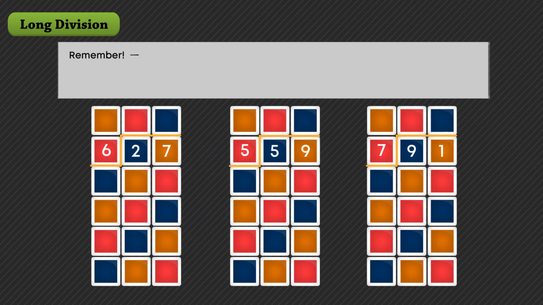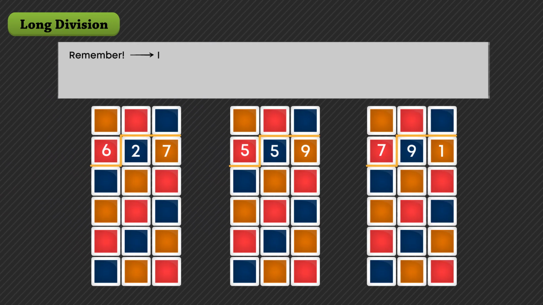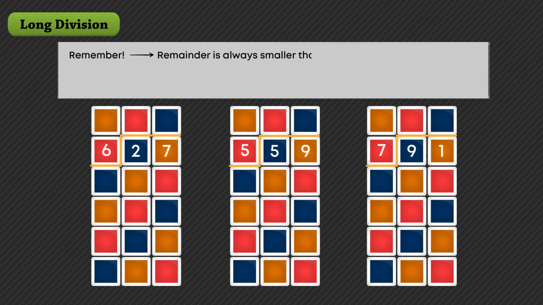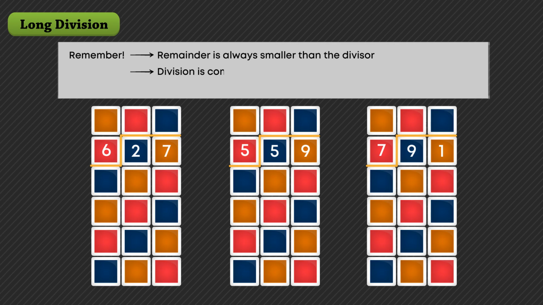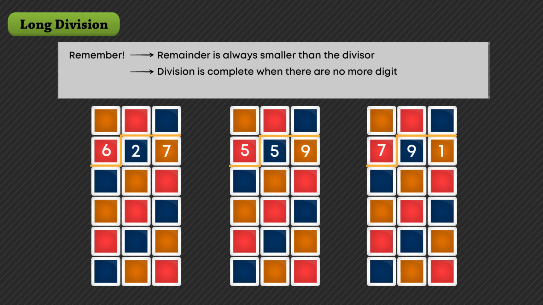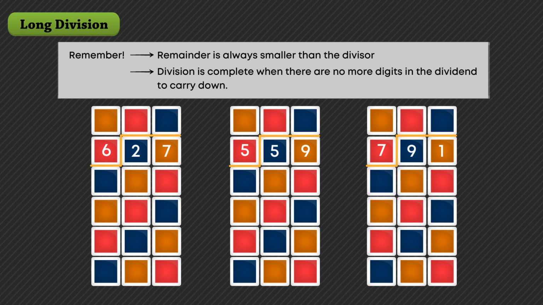Remember, remainder is always smaller than the divisor. Division is complete when there are no more digits in the dividend to carry down.